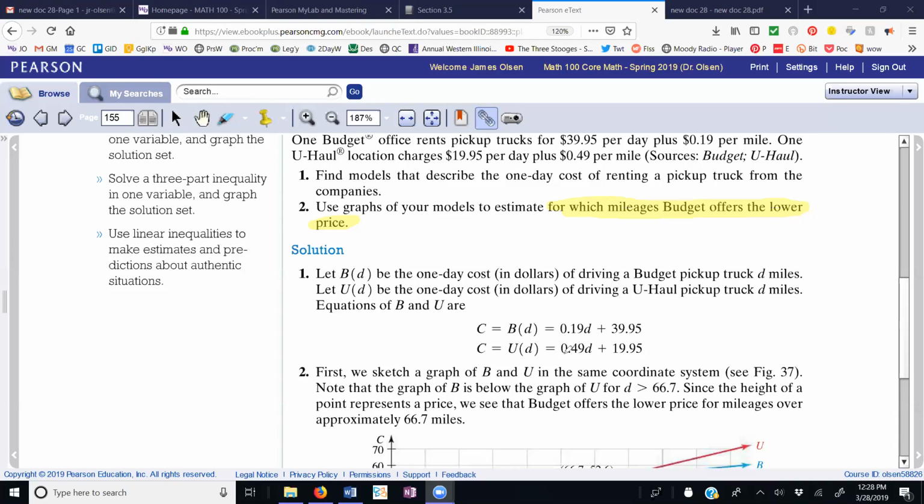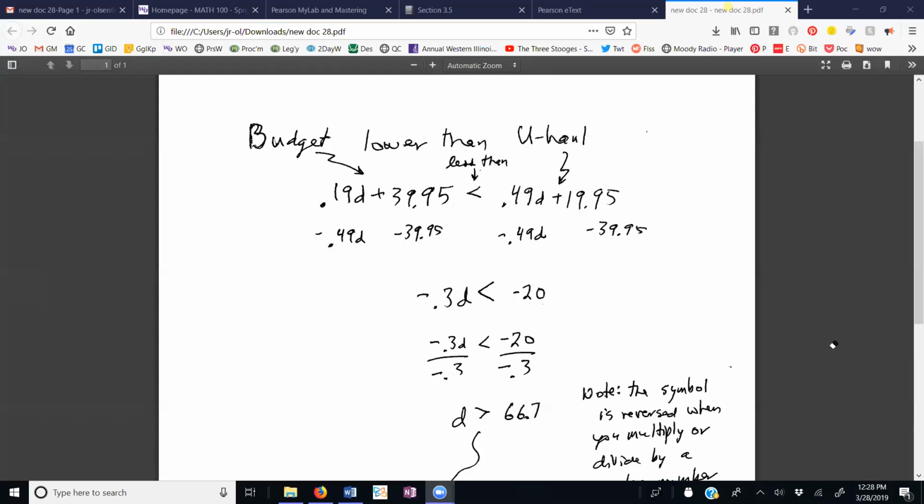We're going to be using these two formulas for budget and U-Haul, and we're going to make an inequality. We want budget to be lower than U-Haul. So we take the budget expression, then we use less than. Less than means lower than. And then we have the U-Haul expression on the right-hand side. Then we have some algebra.